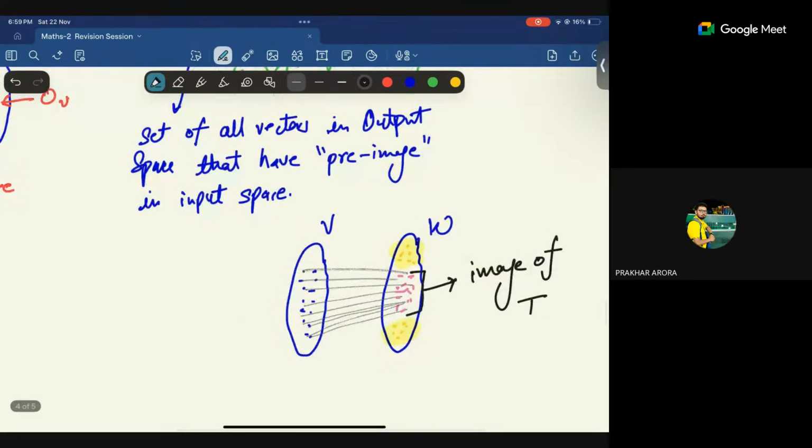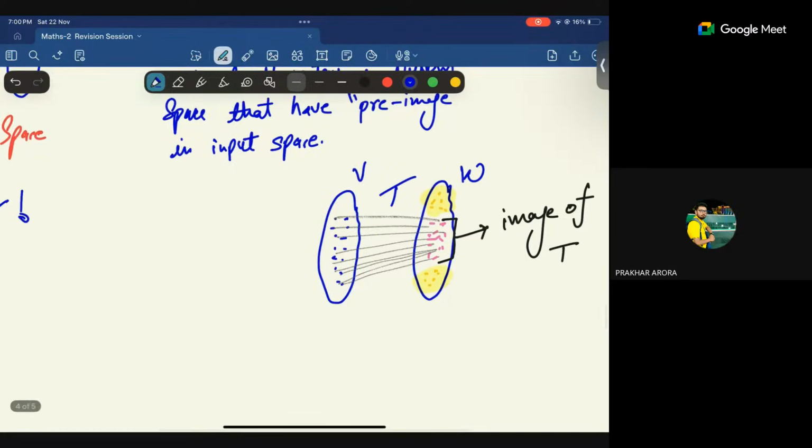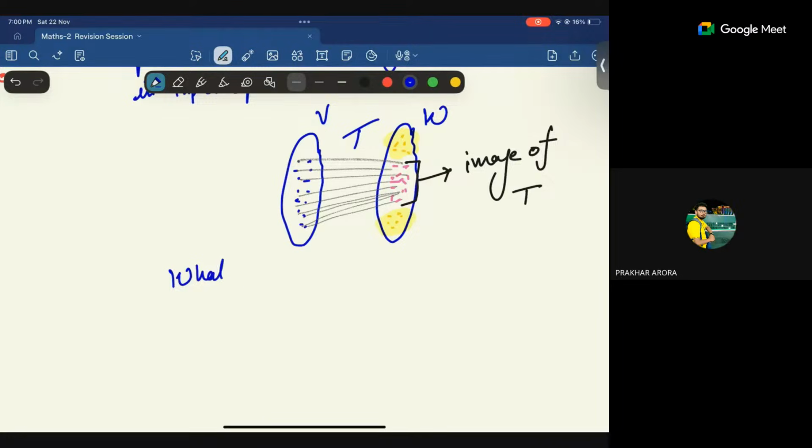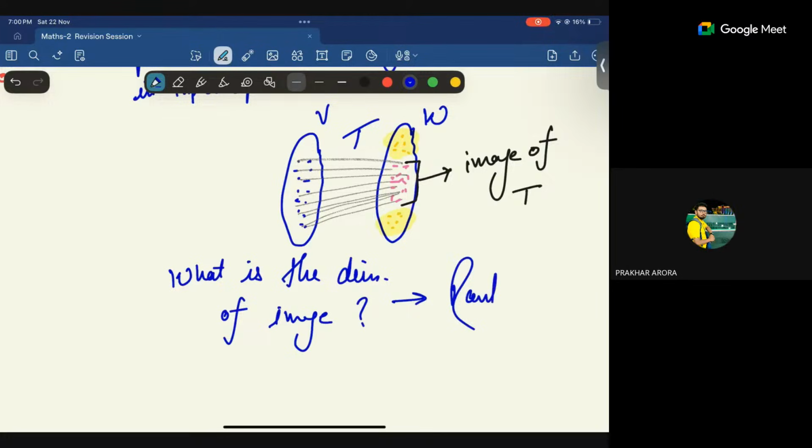These are called image of T, and this is transformation. This is it. Okay, and one thing that will be asked is, what is the dimension of image? It is equal to rank of A. It is rank of A.